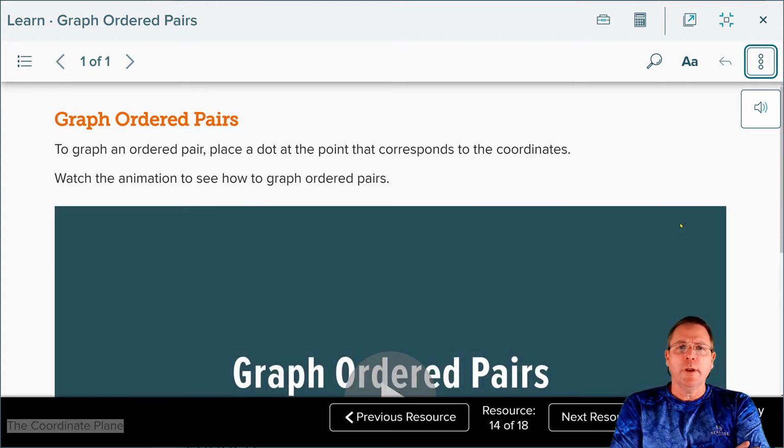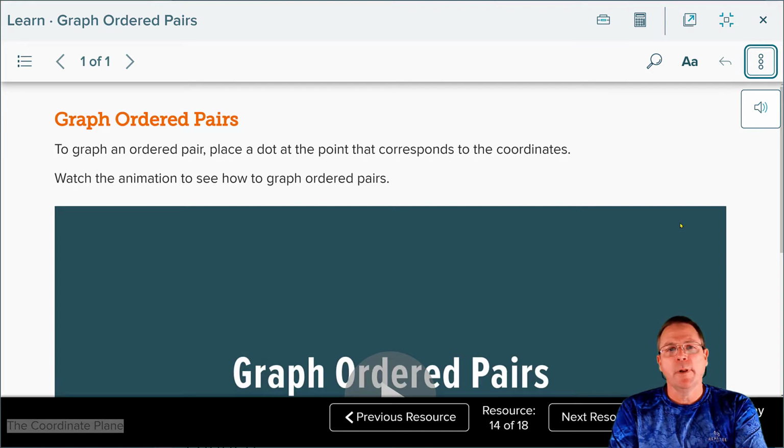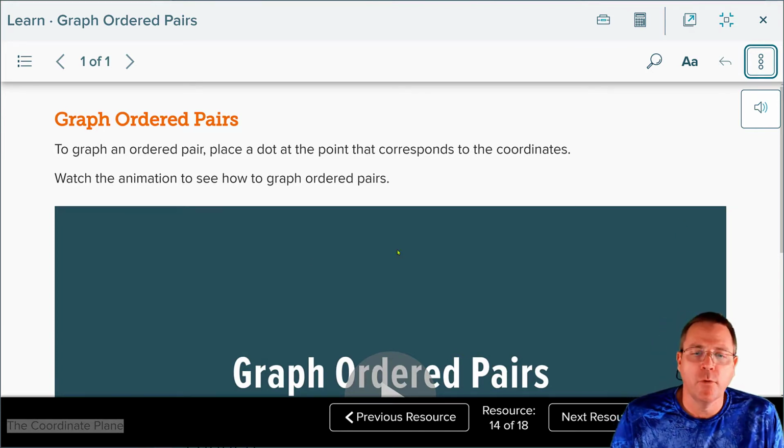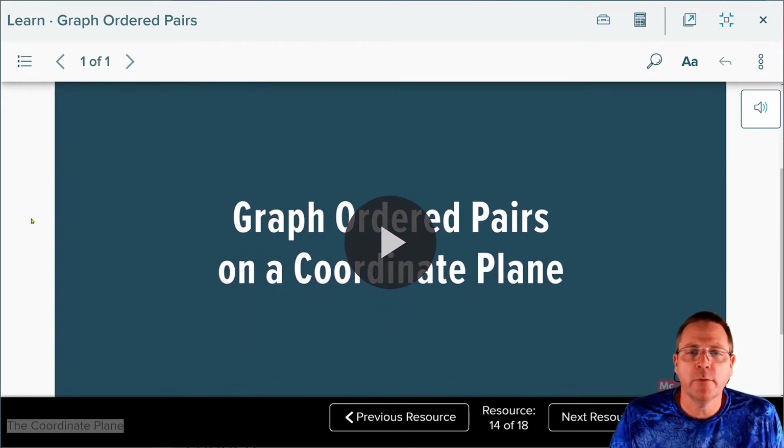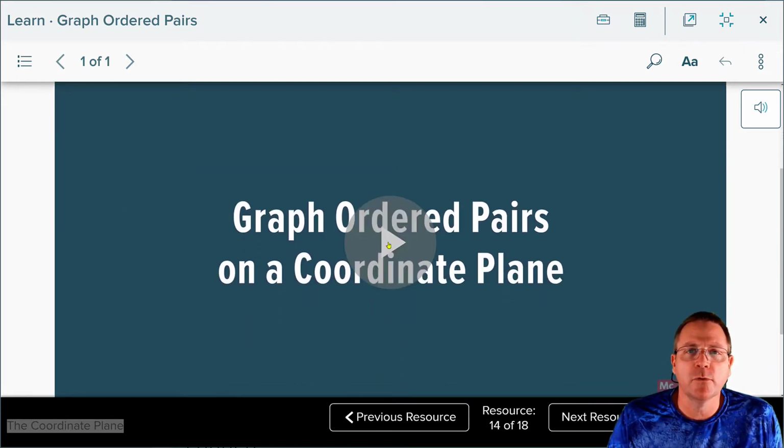Back to part 3 of chapter 4, lesson 5, the coordinate plane. Now we get to watch another animation to see how to graph ordered pairs. I think we pretty well covered this, but we're going to keep beating this horse until it's good and dead.